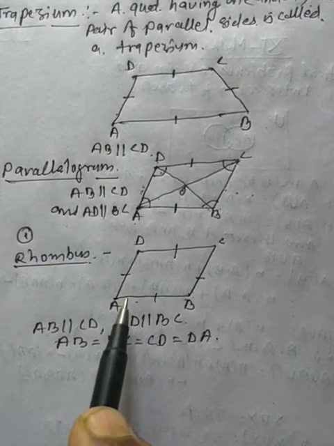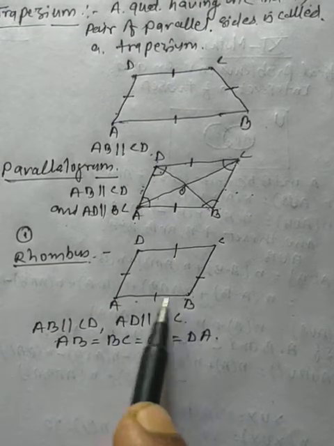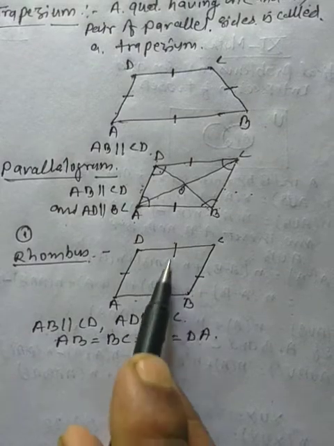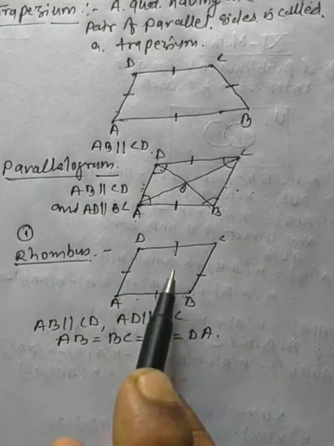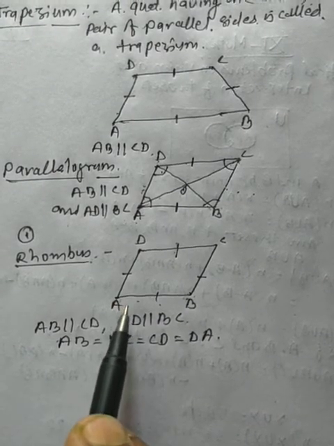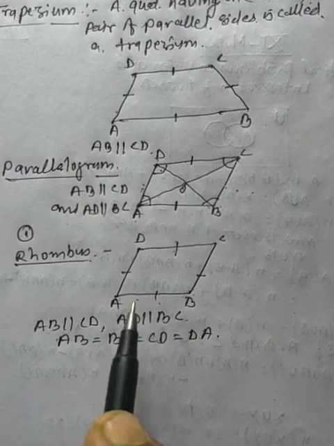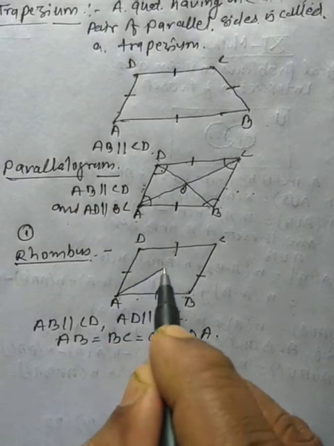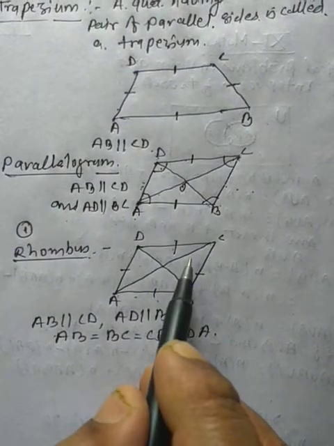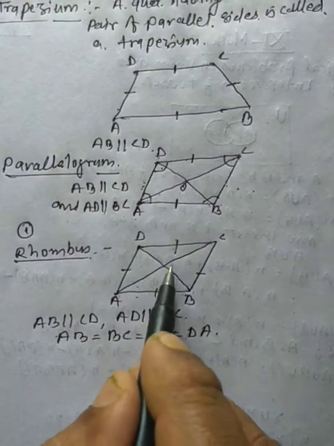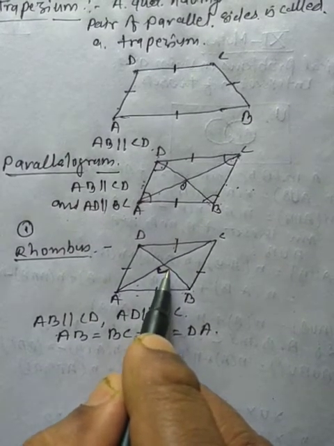Properties of a rhombus. The opposite sides of a rhombus are parallel. All sides of a rhombus are equal. The opposite angles of a rhombus are equal and the diagonals of a rhombus bisect each other at right angles. This angle will be a right angle for a rhombus.